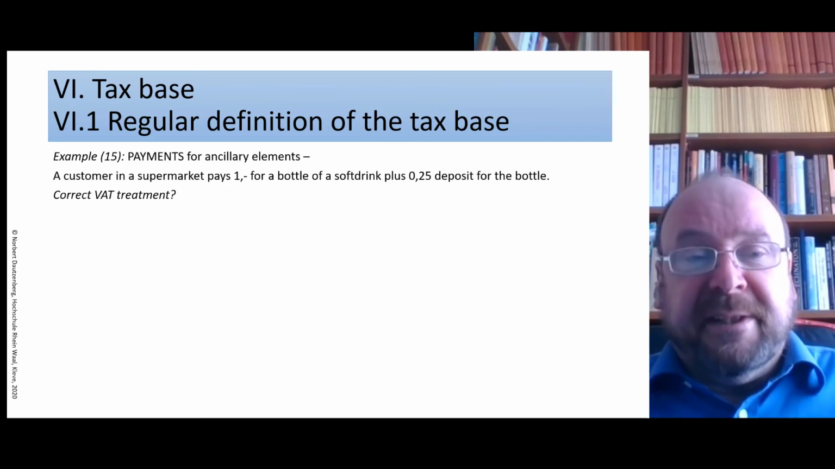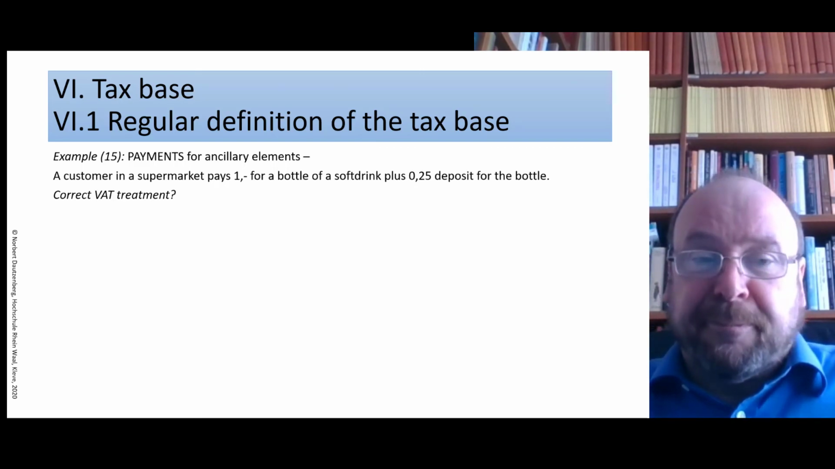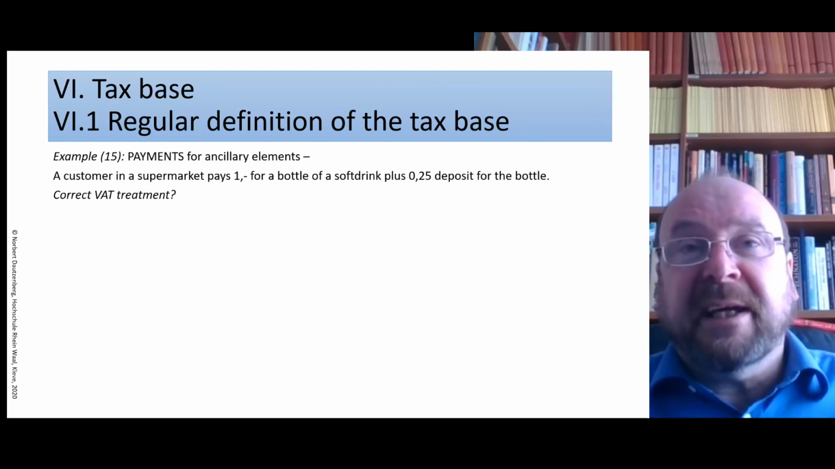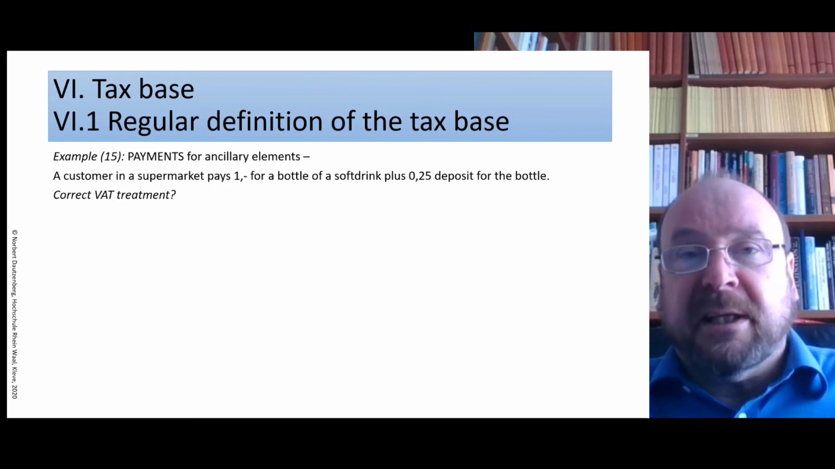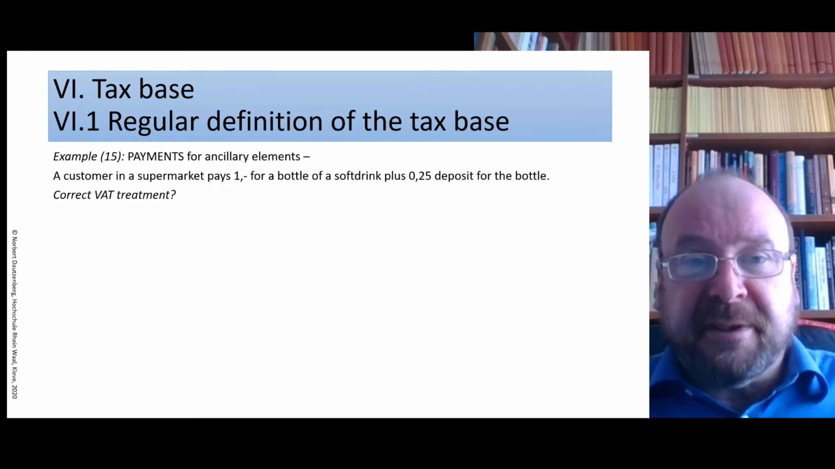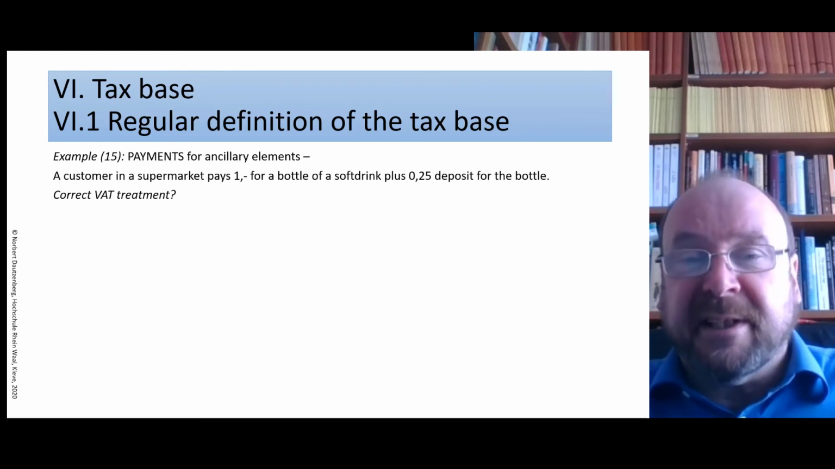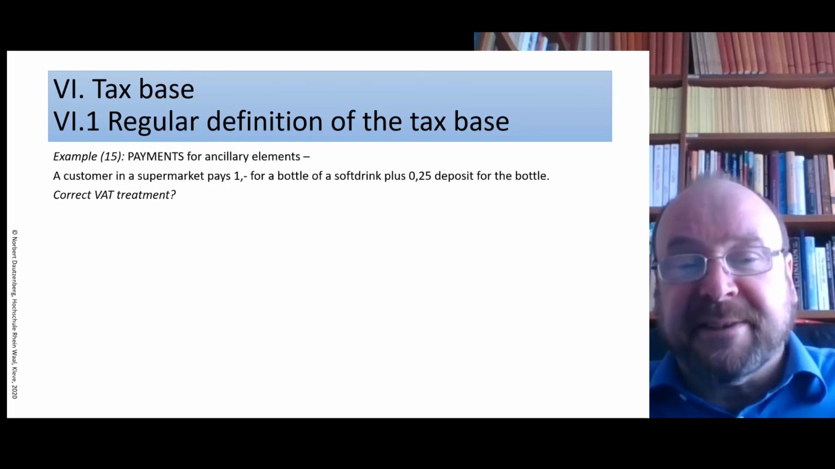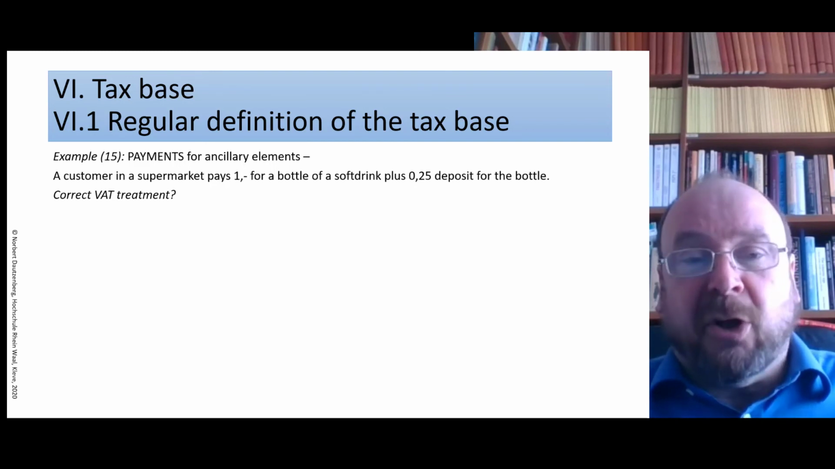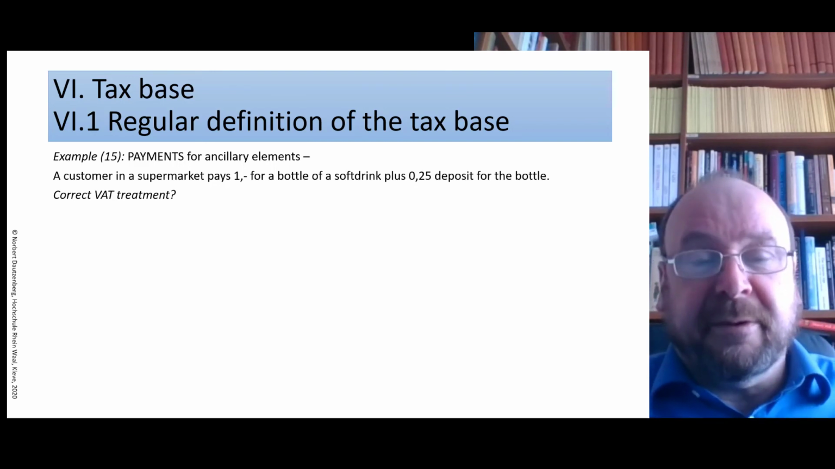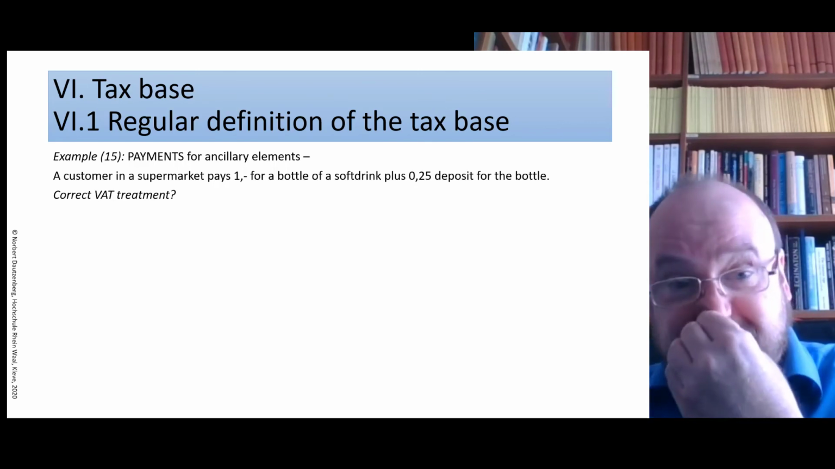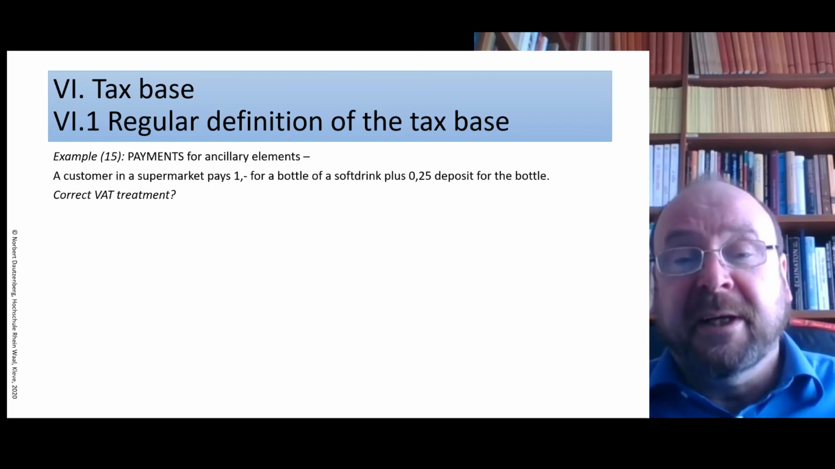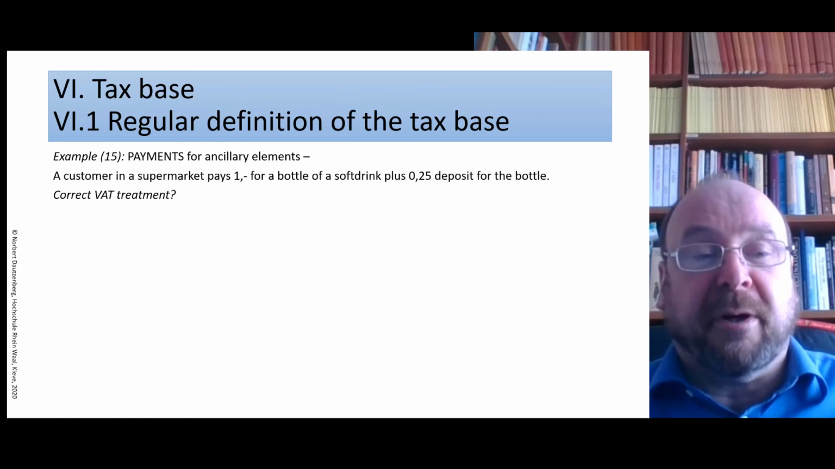And last but not least, please remember this. We have main elements of an event or a transaction and ancillary elements. And I told you when we were discussing the preparatory steps that ancillary elements can be ignored completely. They vanish. They do not exist. And everything which you pay, under which pretext at all you pay it, is always paid for the main element of your transaction. Now, a very frequent situation is that a customer in the supermarket pays 1 euro for a bottle of a certain soft drink, plus a deposit of 25 cents for the bottle.